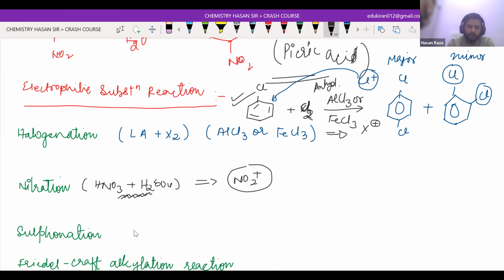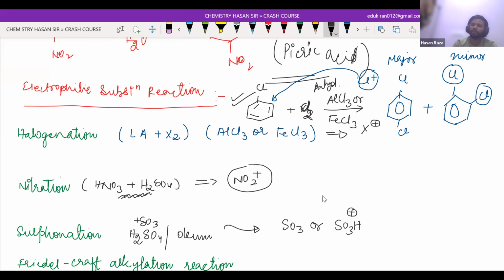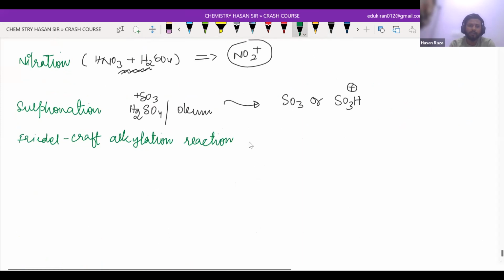Yes, sir. For sulfonation, you add concentrated H2SO4 fuming, that is plus SO3, or you can take oleum. From this, you will get either SO3 as a neutral electrophile or SO3H plus. This will add to the chlorobenzene, with respect to the chloro group, at ortho and para. And then comes your Friedel-Crafts alkylation.